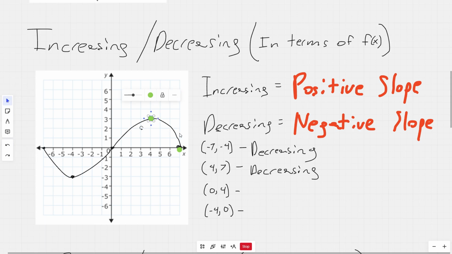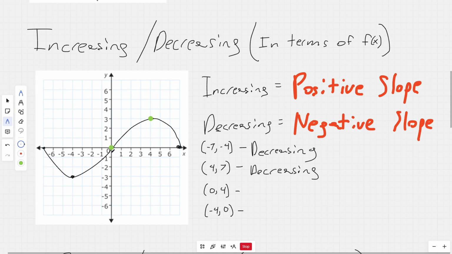Now we have 0, 4. Now on coordinate planes, I like to specifically mark out my intervals. What I mean by that is, when I am given an interval, I will draw a point on each, or even a line on the interval, just so I make absolutely sure that I'm in the right spot. Even if you erase it after, it's just really important that you know where you're at.